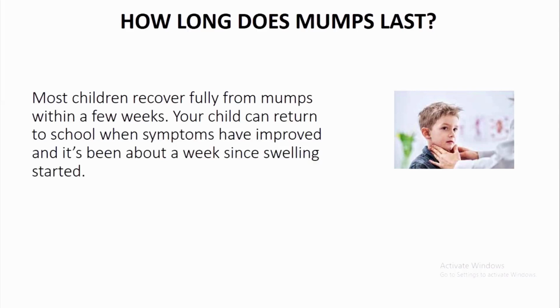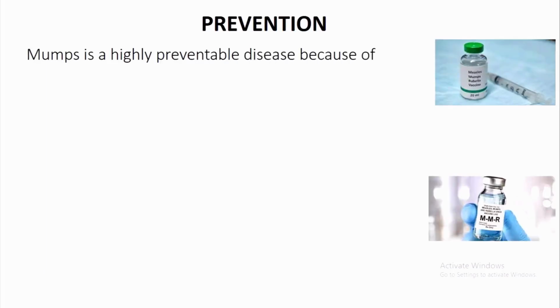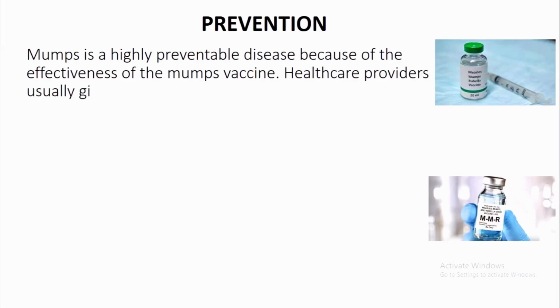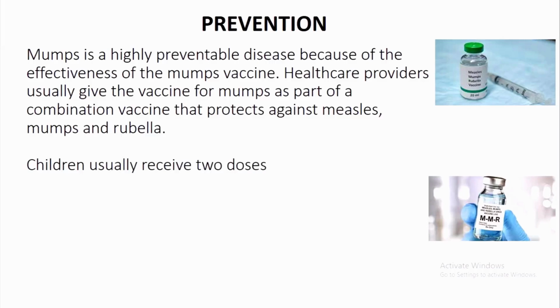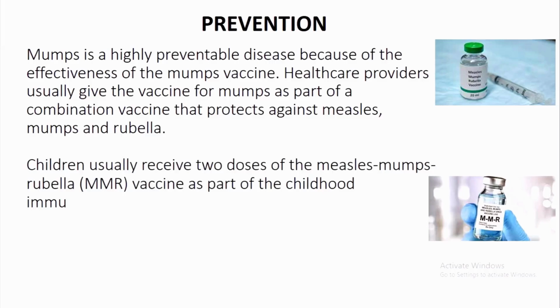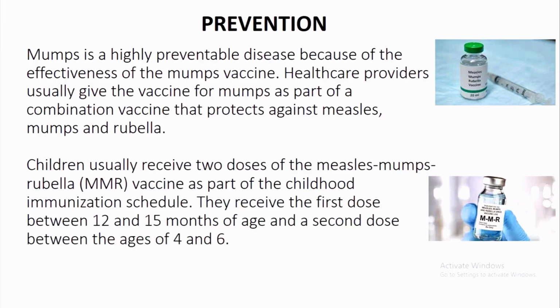Can mumps be prevented? Mumps is a highly preventable disease because of the effectiveness of the mumps vaccine. Healthcare providers usually give the vaccine for mumps as part of a combination vaccine that protects against measles, mumps, and rubella. Children usually receive 2 doses of the measles mumps rubella, MMR, vaccine as part of the childhood immunization schedule. They receive the first dose between 12 and 15 months of age and a second dose between the ages of 4 and 6. How is mumps treated?